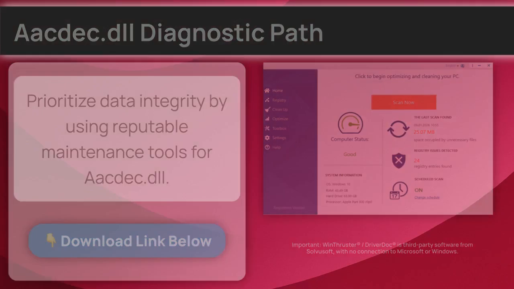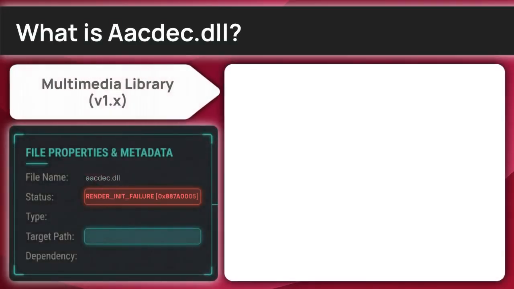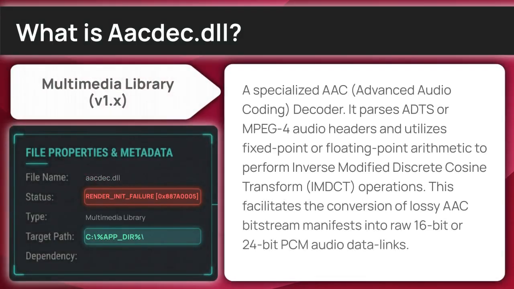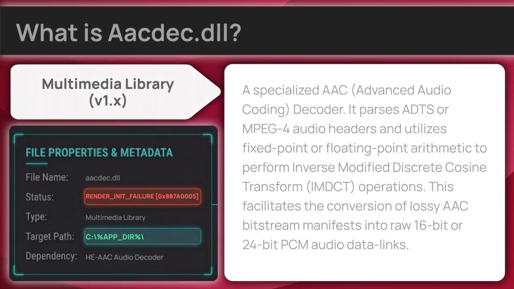This is the Aacdec Library, a specialized AAC, Advanced Audio Coding, decoder. It parses ADTS or MPEG-4 audio headers and utilizes fixed-point or floating-point arithmetic to perform inverse modified discrete cosine transform, IMDCT, operations. This facilitates the conversion of lossy AAC bitstream manifests into raw 16-bit or 24-bit PCM audio data links. Now that the background is clear, let's walk through the actual installation steps.